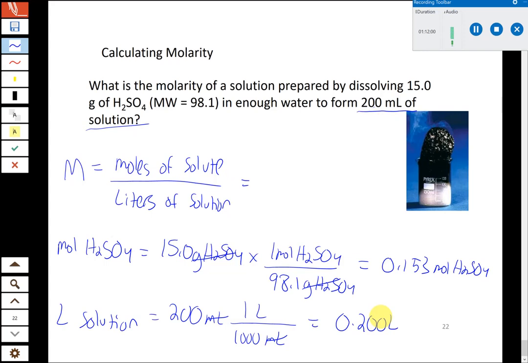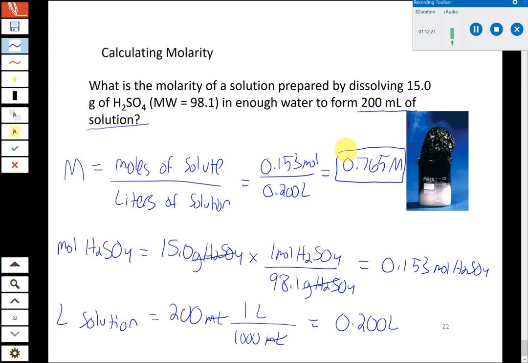And now we have the two numbers we need. We have moles of solute, we have liters of solution, and we're just going to divide the two. 0.153 moles divided by 0.200 liters, and the number we get is 0.765 capital M molar. And so that's the molarity of this solution, meaning we have 0.765 moles of solute per liter. All right, so that's how we calculate molarity.